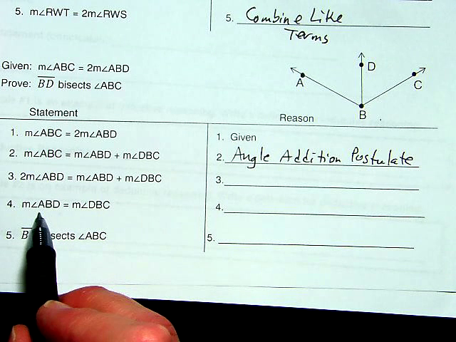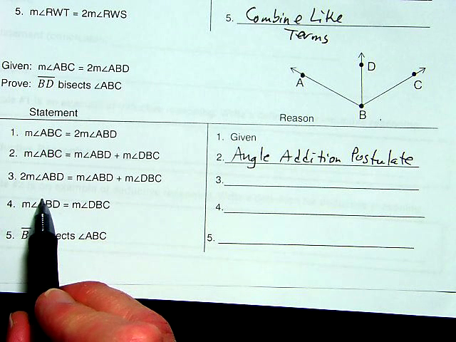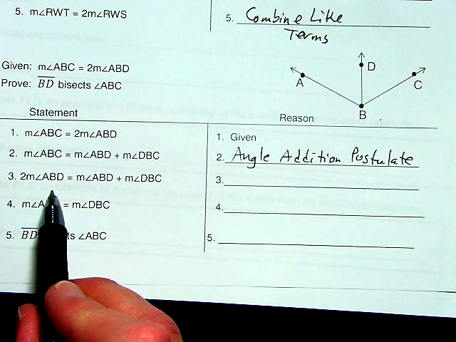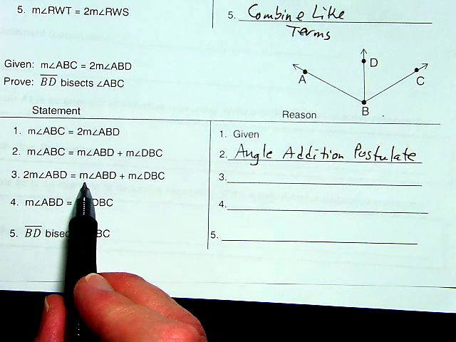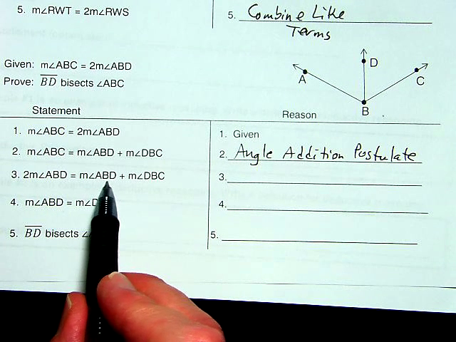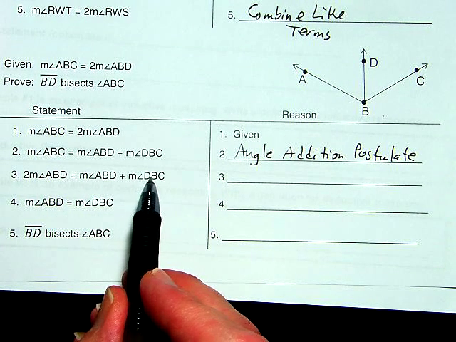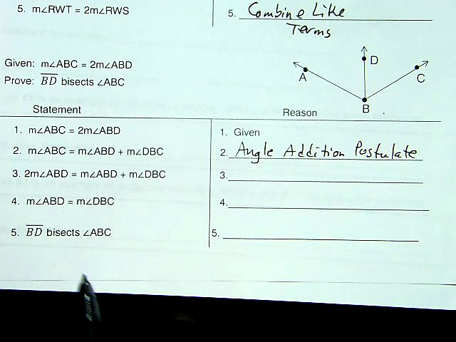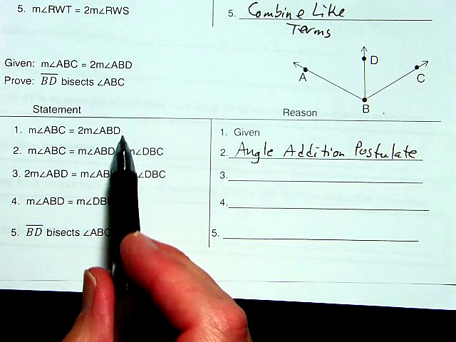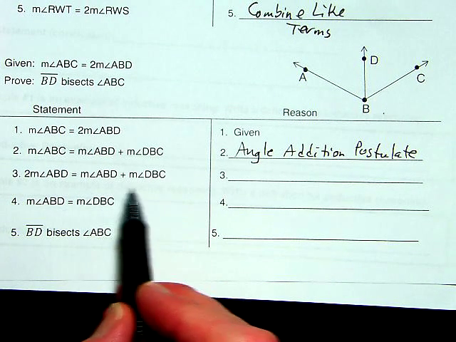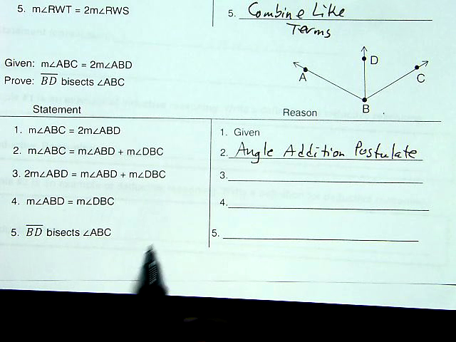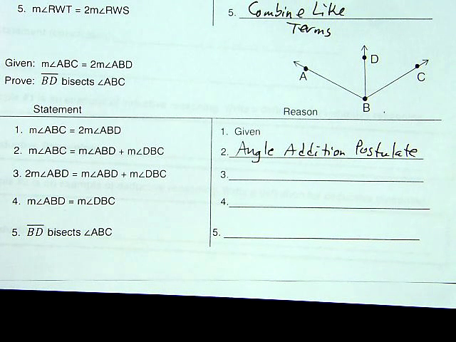Now, we then come to the statement that 2 times the measure of angle ABD equals the measure of angle ABD plus the measure of angle DBC. Now, I want you to take a look at these first two statements and try to decide on your own before we go any further what is the reason that justifies us saying this.